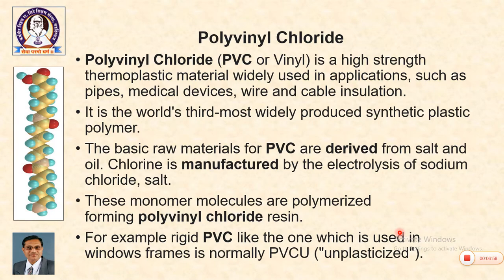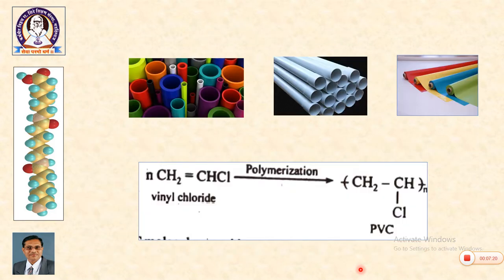Chlorine is manufactured by the electrolysis of sodium chloride salt. These monomer molecules are polymerized, forming polyvinyl chloride. So, initially vinyl chloride is prepared and it is polymerized. For example, rigid PVC, which is used in window frames, is normally PVC-U, that is unplasticized, that is a modified PVC.